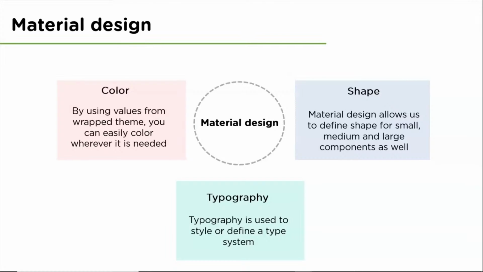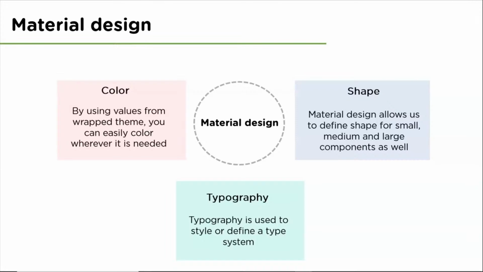Then there is typography. In the MaterialTheme, there are Material typography styles which are used to style or define a type system. With the help of the Typography class, we can customize font style, font weight, font family, letter spacing, text decoration, and many more attributes. Third is shape. Material Design allows us to define shapes for small, medium, and large components as well. Just like typography, we can easily create shapes.